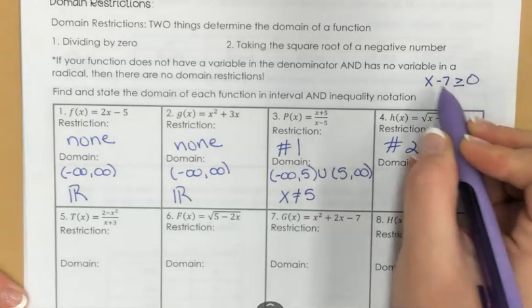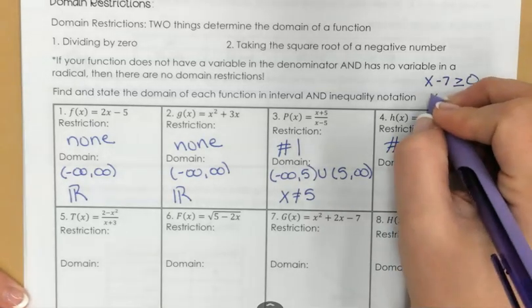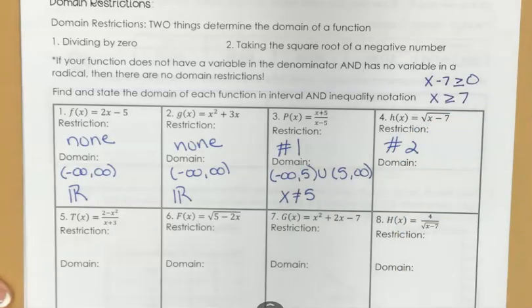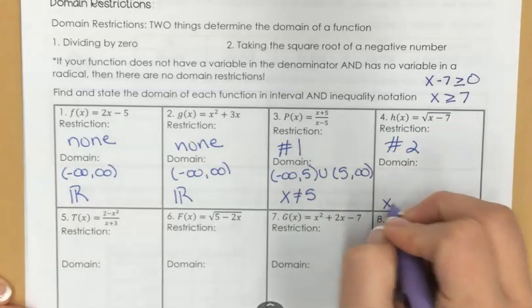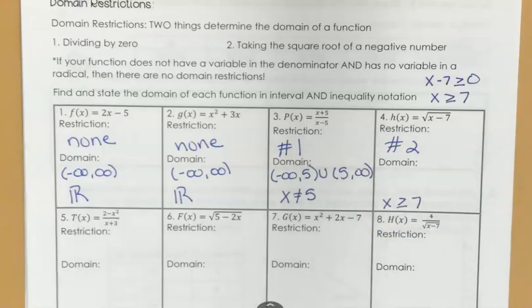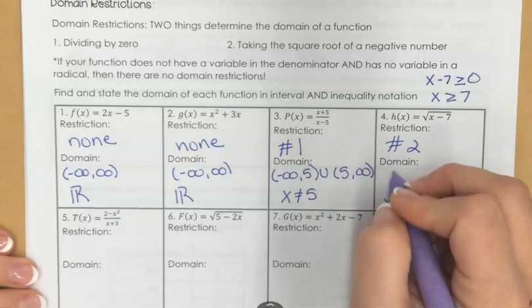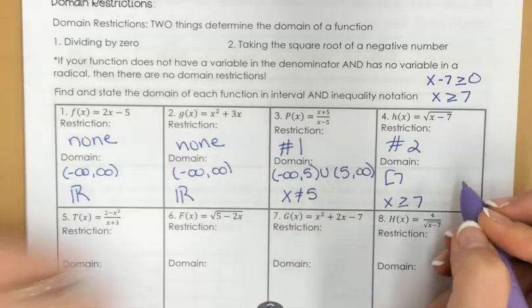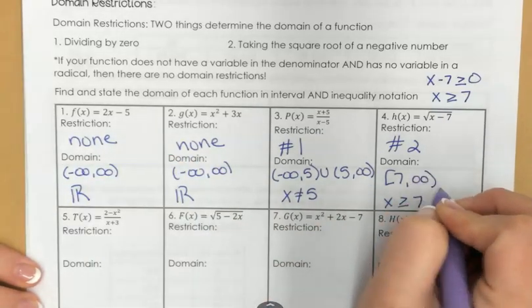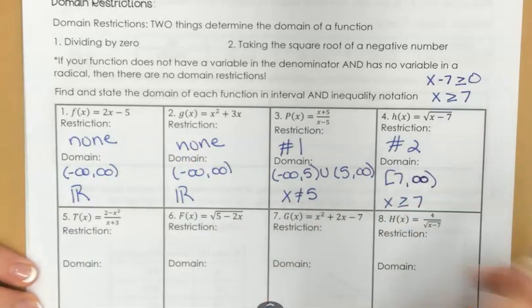So what will keep this true? Well, if I get the x by itself by adding 7, that means x has to stay greater than or equal to 7. So there is my inequality notation for number 4. To convert that to interval notation, I will say bracket 7, because it's underlined, to positive infinity, and again, infinity always gets a parentheses.